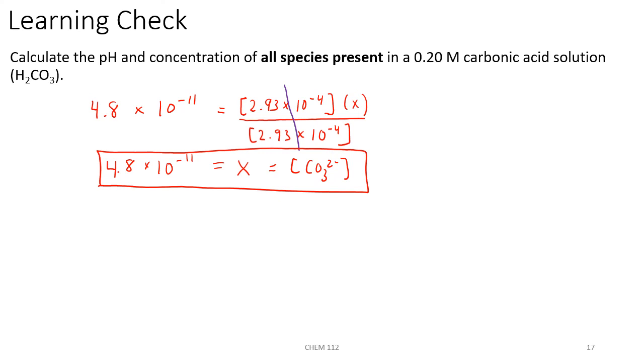So now we have the concentrations of all species present at equilibrium. We were also asked for the pH of the solution. So the pH will be equal to the negative log of the hydrogen ion concentration. So we'll take the negative log of 2.93 times 10 to the negative fourth power, which gives us a pH of 3.53.